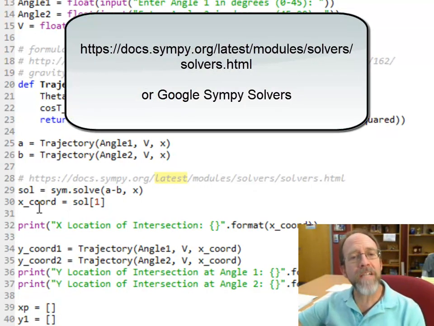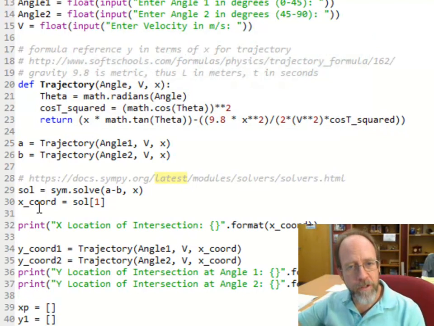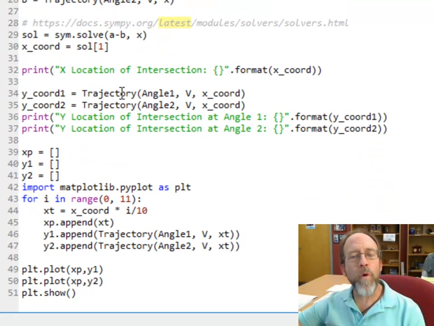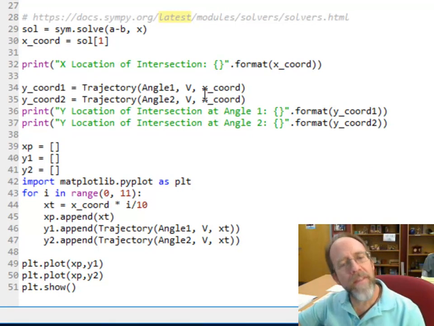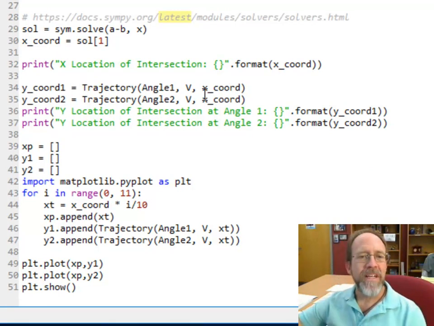So then what I do is I say, you know what? If I have the x coordinate where the trajectories intersect, it's easy for me to then calculate the y coordinate, because I just put in y coordinate 1 and y coordinate 2, and they should be the same, right? Because I'm passing in the x coordinate, and we're finding the intersection.